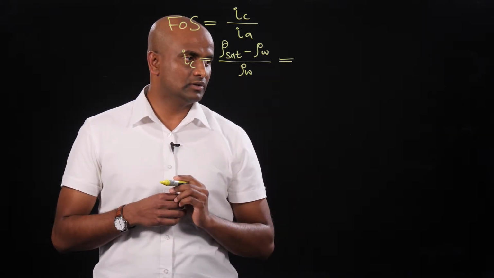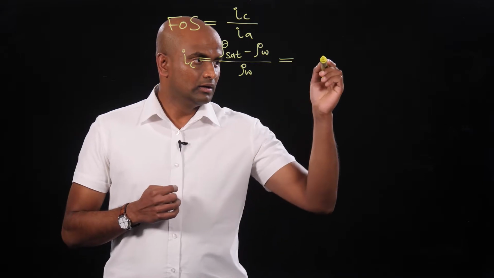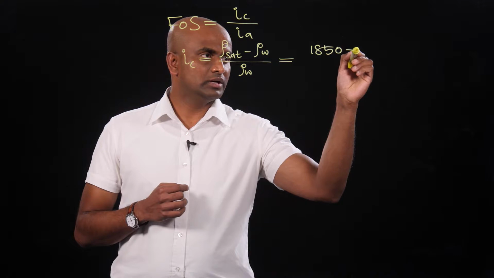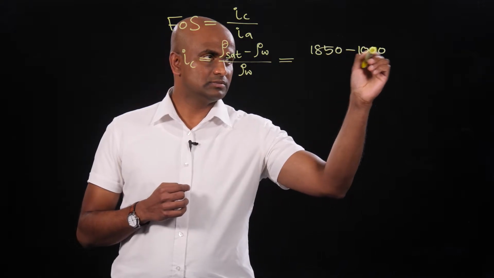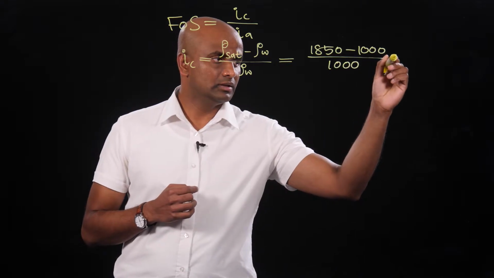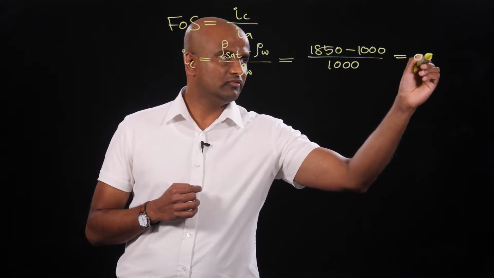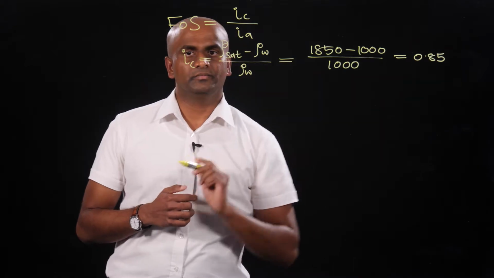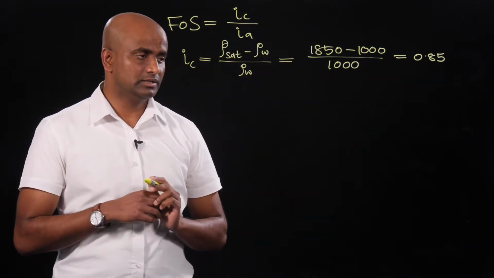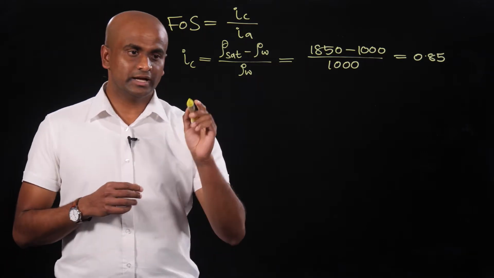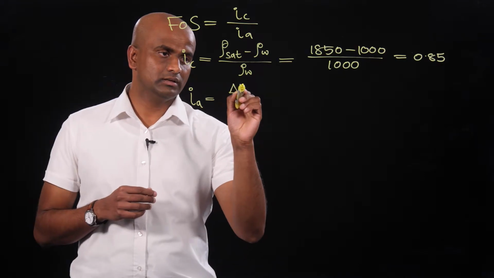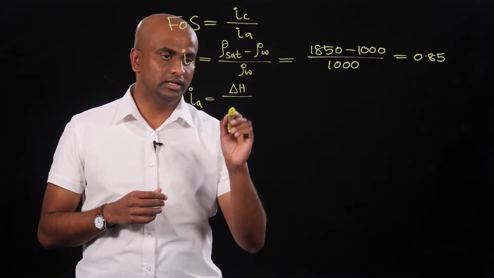The density of the soil is given as 1850 and the density of water is always 1000. So (1850 minus 1000) divided by 1000 will be 0.85, which is your critical hydraulic gradient. And the other thing you need to calculate is the actual hydraulic gradient for the exit square. So the actual hydraulic gradient is defined as the head difference divided by the length.